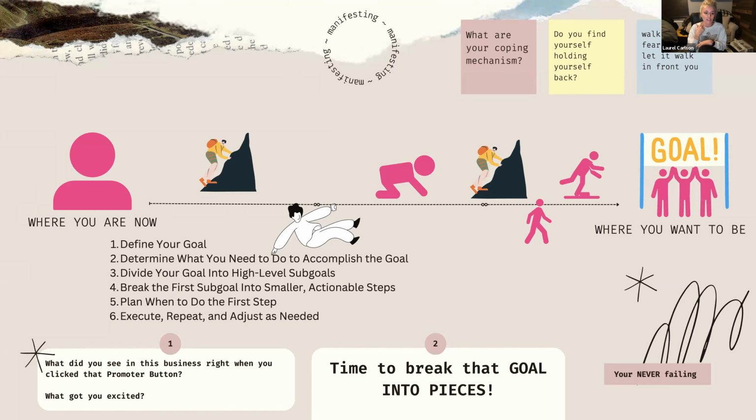And I love this last one because it's execute, repeat, and adjust as needed. It's okay to adjust. It doesn't mean you shift your goals around. It doesn't mean that you're saying no to your goal. No, it's not, because you're realizing, okay, I came to this next step and I realized that I need to shift some things around. It's okay to do that.